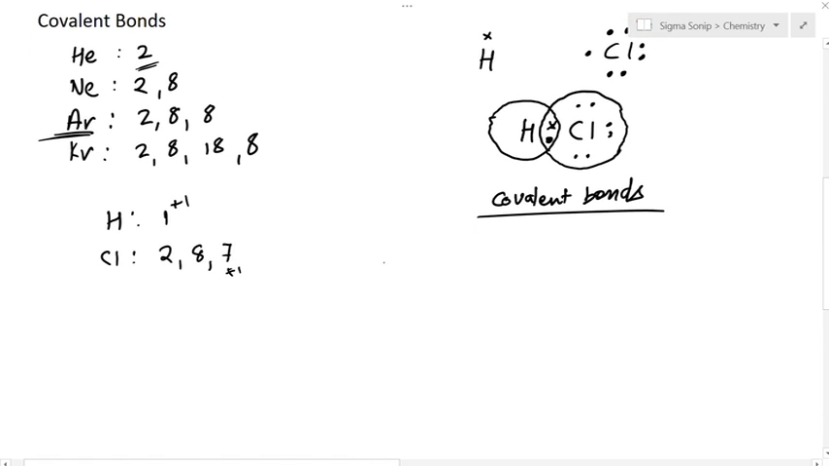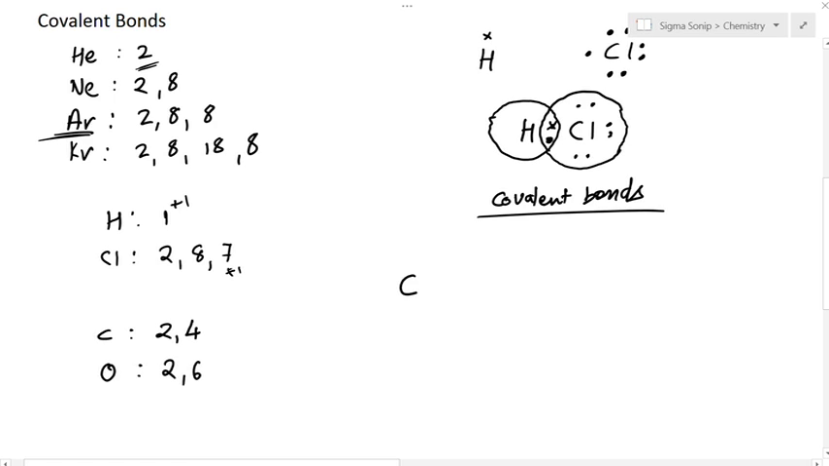When oxygen and oxygen combine, we'll see that they also share electrons. So let's first, or better still, let's take another example. Let's take the example of carbon and oxygen. So carbon here has an electron configuration. Let me write the carbon electron configuration here. Carbon has an atomic number of 6. So it has 2 and 4 electrons, and oxygen has 2 and 6.